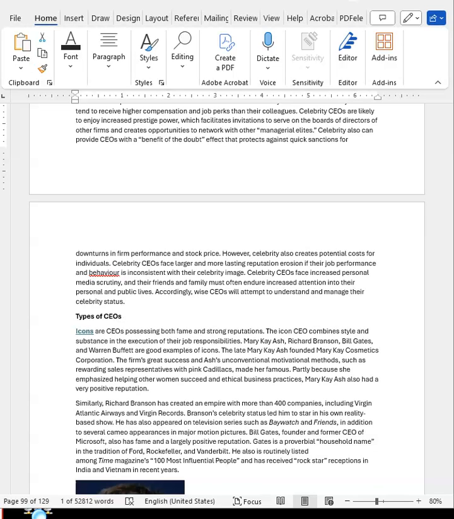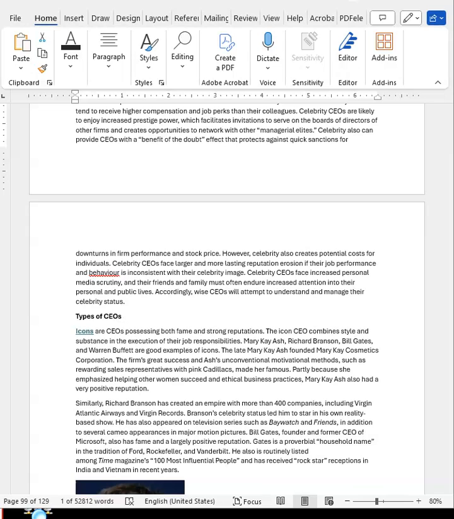Partly because she emphasized helping other women succeed and ethical business practices, Mary Kay Ash also had a very positive reputation. Similarly, Richard Branson has created an empire with more than 400 companies, including Virgin Atlantic Airways and Virgin Records. Branson's celebrity status led him to star in his own reality-based show. He has also appeared on television series such as Baywatch and Friends, in addition to several cameo appearances in major motion pictures. Bill Gates, founder and former CEO of Microsoft, also has fame and a largely positive reputation.